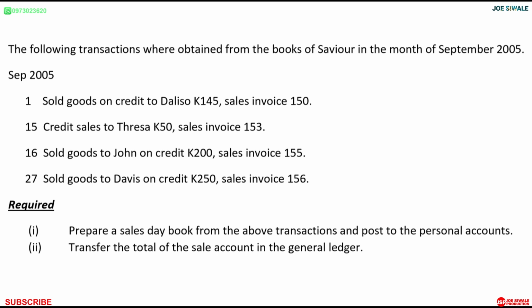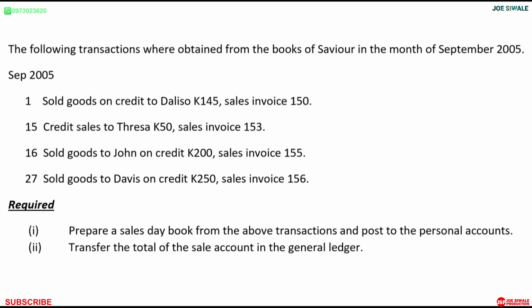156. So you are required, Roman numeral 1, to prepare a sales day book from the above transactions and post to the personal accounts. Roman numeral 2, transfer the total to the sales account in the general ledger. So the first thing that we are going to do is to prepare the sales day book for Xavier.